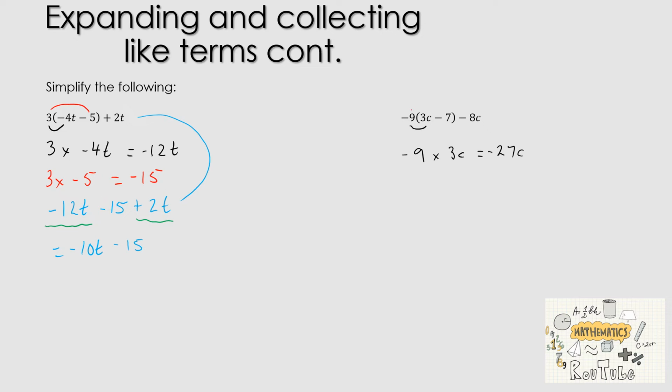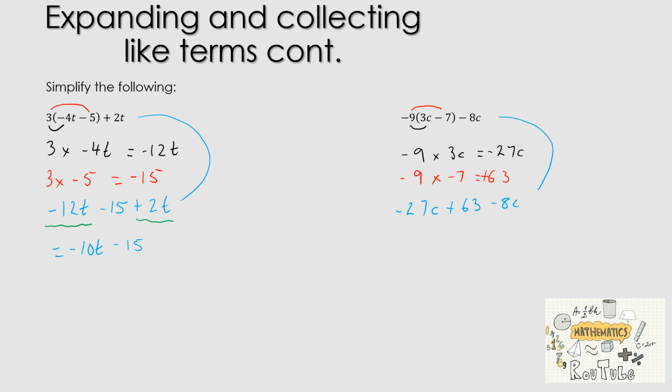Then we multiply the negative 9 again with the negative 7. I'm going to keep stressing it because it's often an error that occurs. So negative 9 multiplied by negative 7. Negative times a negative gives you a positive, and therefore 9 times 7 hopefully is 63, which it is, and it's a positive. So now same process as above, negative 27c plus 63 minus 8c from the question.